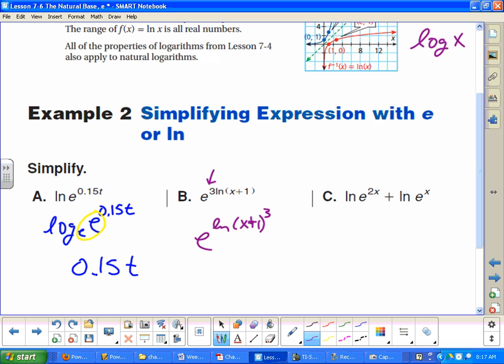Whenever you are looking at same bases, anytime there's anything in front, like this 3 here, that becomes the exponent. So then this answer would just be x plus 1 to the third, because my base here is e. Since it's natural log, the base there would be e also.